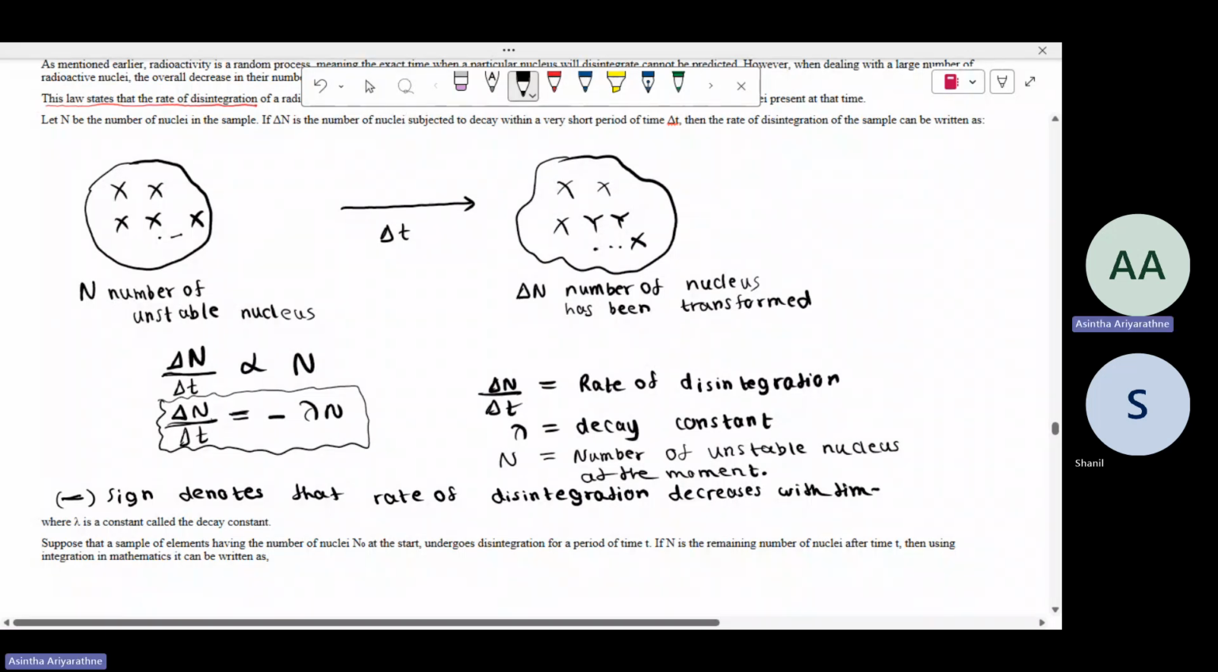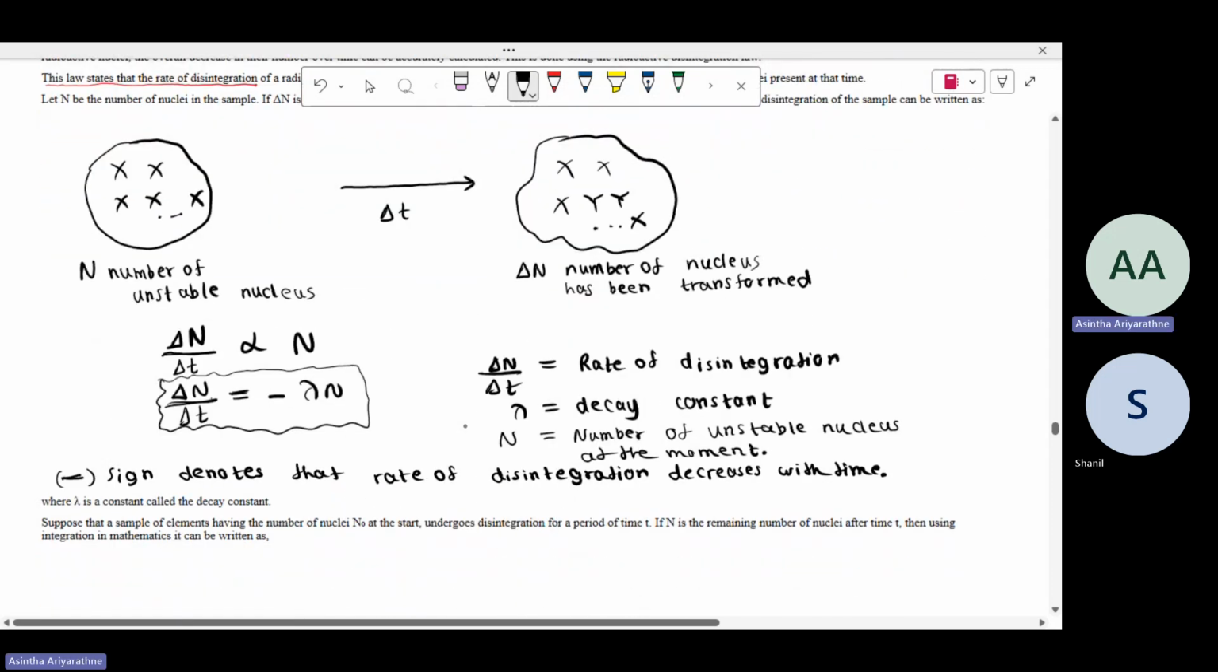Right, so this is basically the disintegration law. The disintegration law is that for a given sample of unstable nucleus, the rate of disintegration, which means the number of nucleus being transformed per unit time, is directly proportional to the number of unstable nucleus present at that moment.